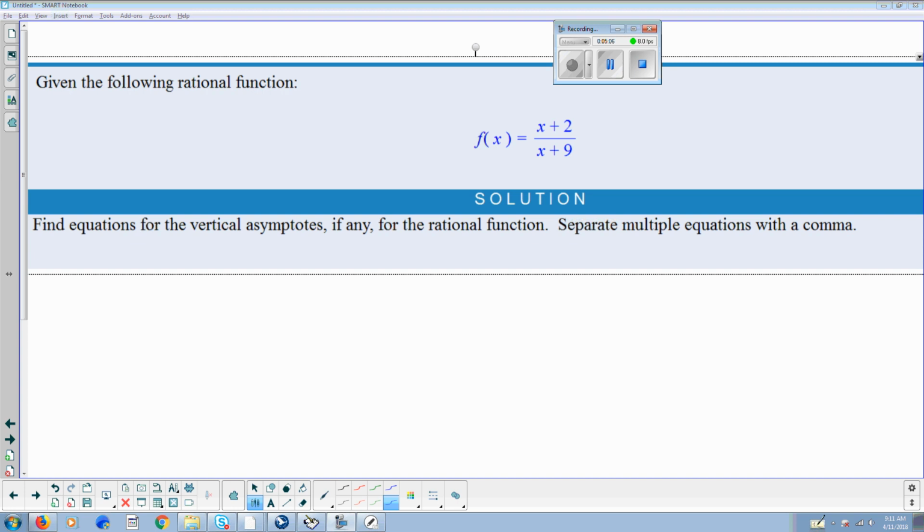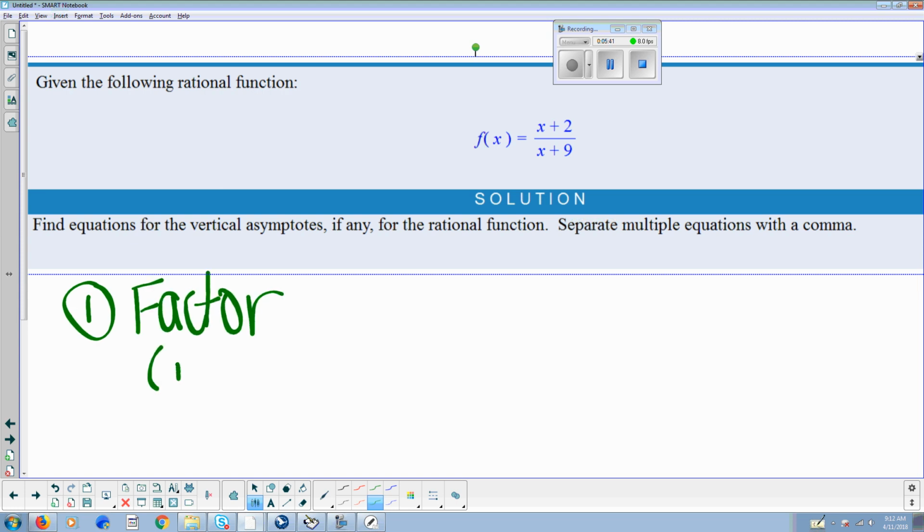Okay, the next question gives us a rational function. Rational meaning fractional. Rational functions are functions that have variables in the denominators. First part, find the equations for the vertical asymptotes, if any, for the rational function. To find equations of vertical asymptotes, we have to first factor anything in the numerator and denominator that can be factored. So first we factor, if possible. Is there anything here in the numerator and denominator to factor?